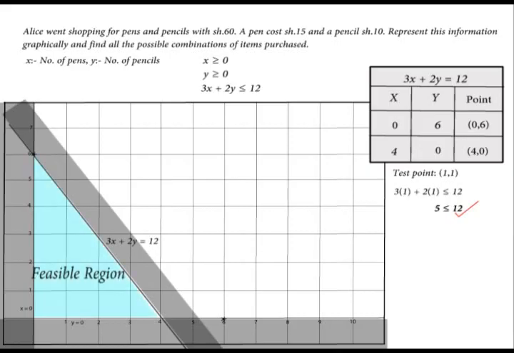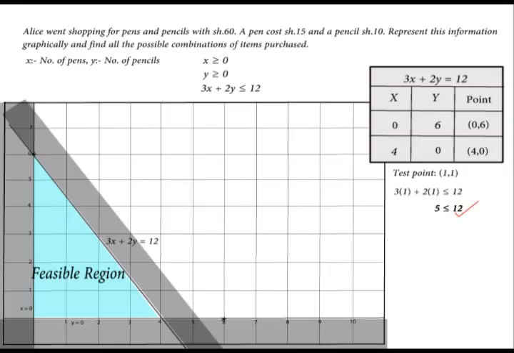So this is the feasible region and represents all the possible combinations of what Alice can purchase. We take all the points in that region, including on the lines, because they are continuous. But remember, only take whole numbers or integral values.